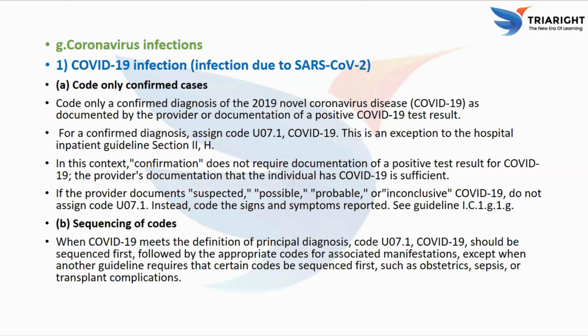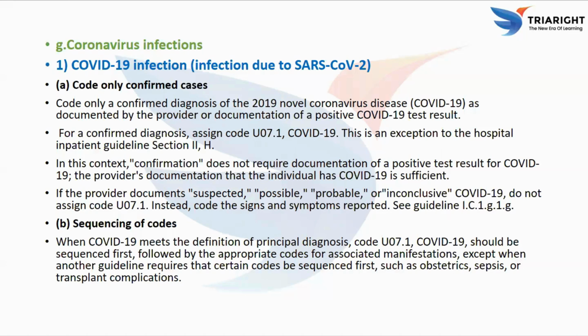So what does confirmed case mean? A confirmed case of COVID-19 can be based upon either the provided documentation that the patient has COVID-19 or a positive COVID-19 test result. So either one is enough to assign U07.1, which is for COVID-19.